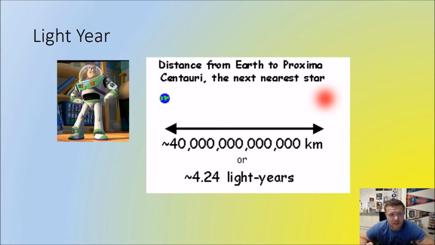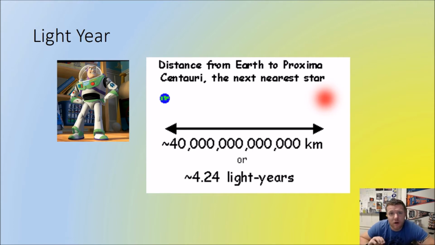First one is a light year. Not Buzz, but a light year is how far light travels in 1 year. It's not a time. It has the word year in it, but it is not a time. It's the distance that light will go in 1 year's time.